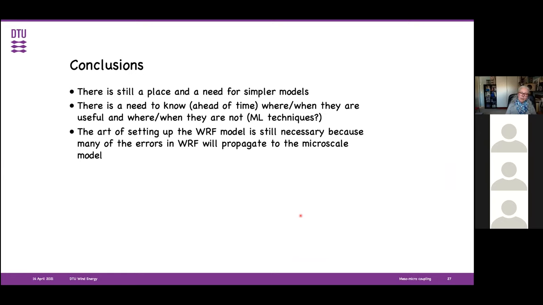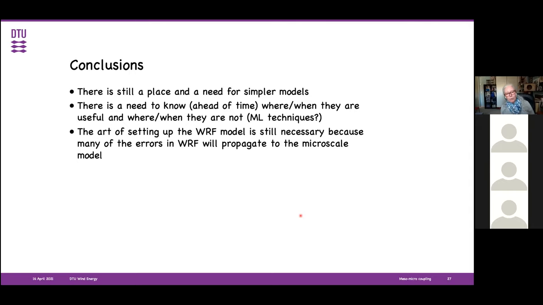And that there is a need to know where and when these models are useful. When do we really need to do a total coupling? Perhaps some of the machine learning techniques could be useful for this kind of application. Can we find out, do we know where in the Global Wind Atlas things are okay and where they are not? Those things are important.